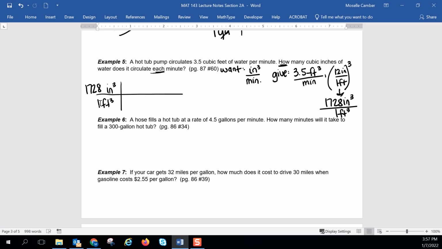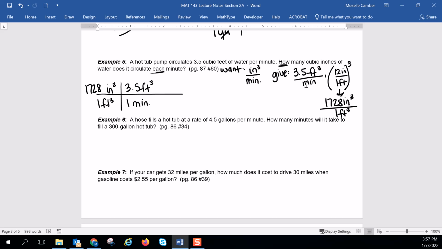Okay, so I want inches in my answer, but I don't want cubic feet in my answer. So I'm going to then put the other thing I know, which is 3.5 cubic feet. Now in this case, I can't just put 3.5 cubic feet because it's not an actual measurement that I have. It is a rate. So I have cubic feet per minute. So because this minute is here with the fraction here, I have to put a minute here.